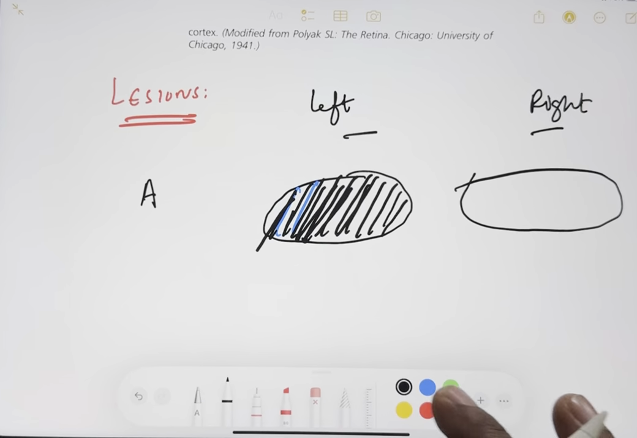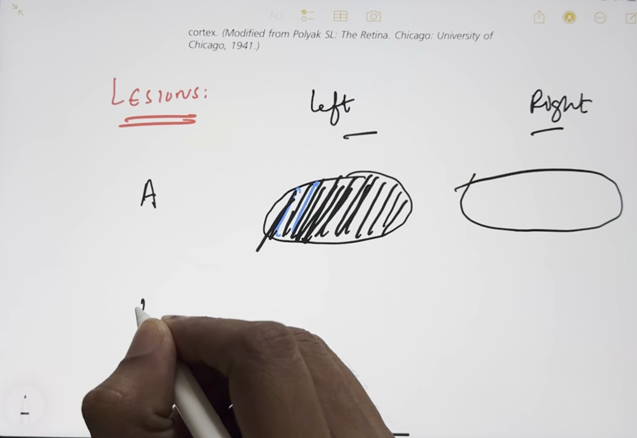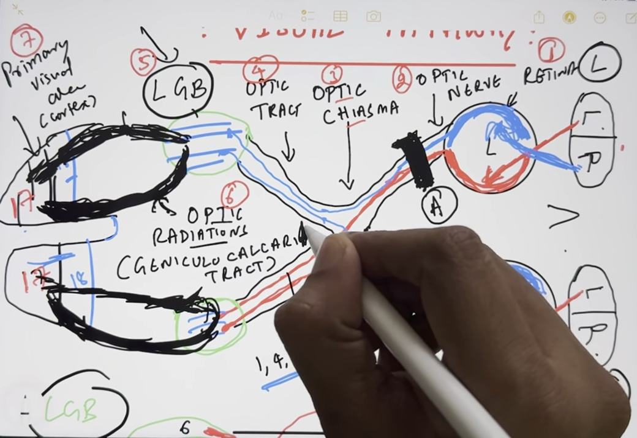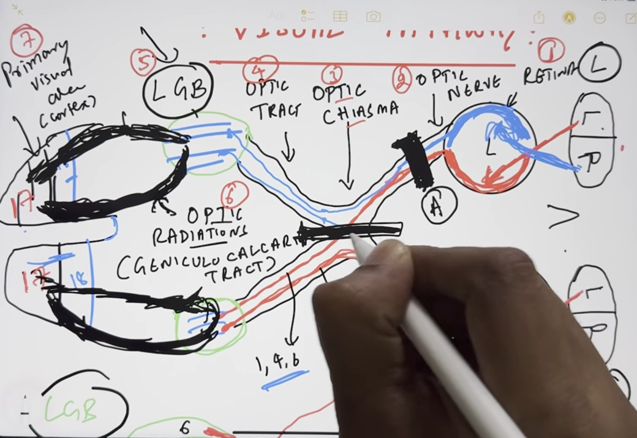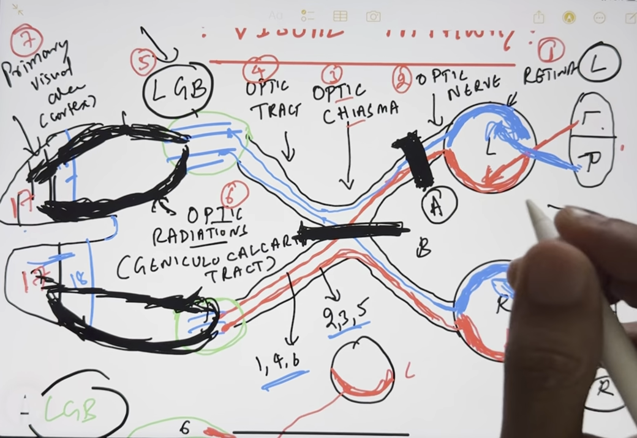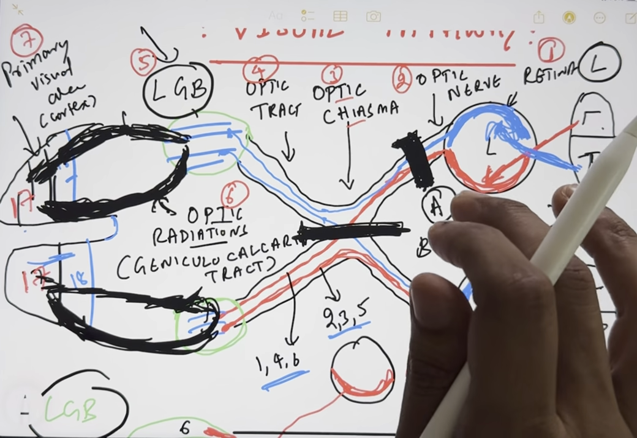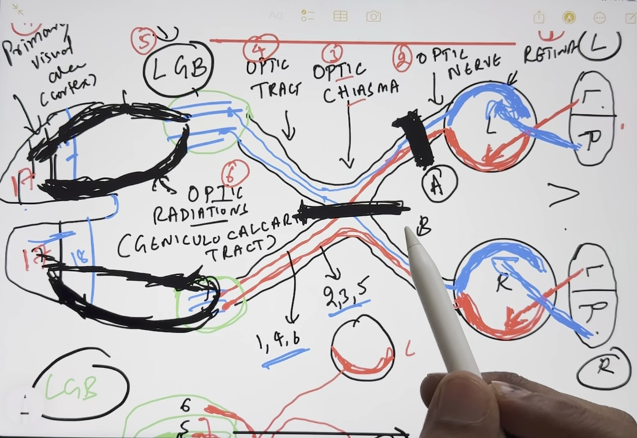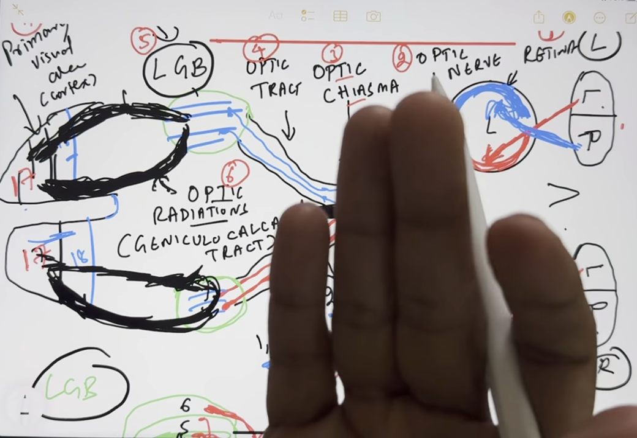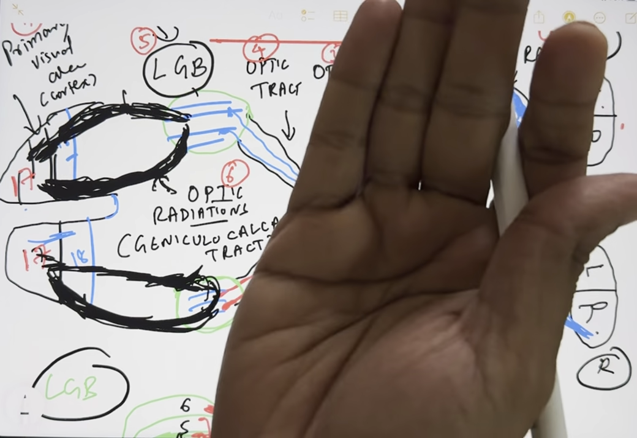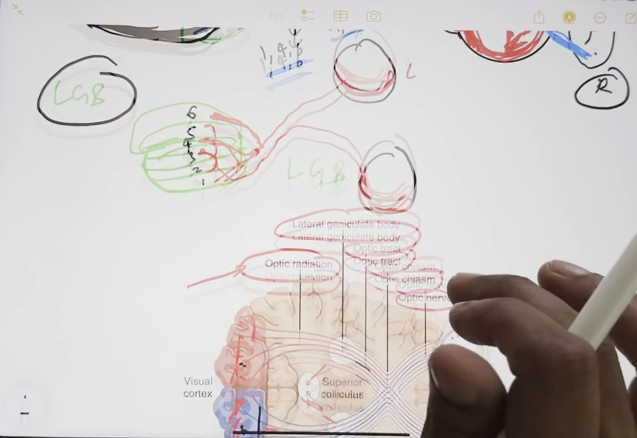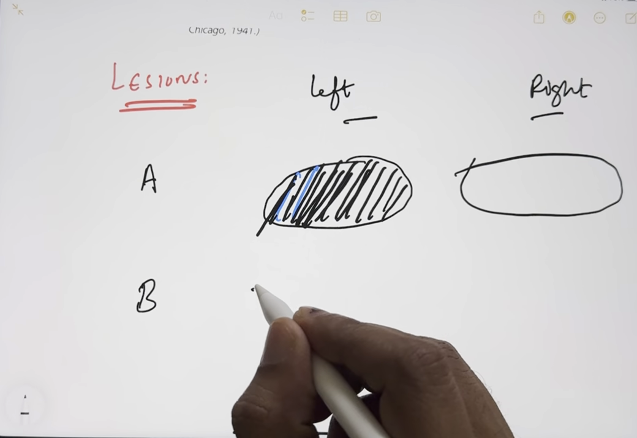This is visual field defects. Now, consider another lesion, we will mark it as B. That B lesion will be here at the level of the optic chiasma centrally. If there is damage here, generally it occurs due to pituitary tumors, because this is near the sella turcica. So, when the pituitary tumors expand and protrude upwards, they may compress this optic chiasma and it may cause some visual field defect.